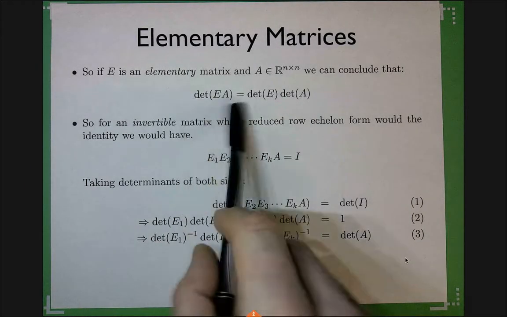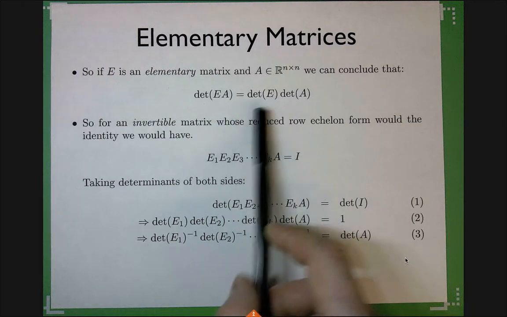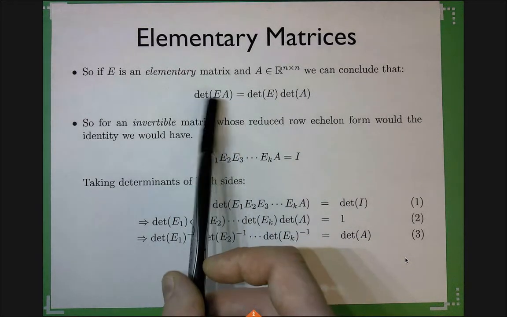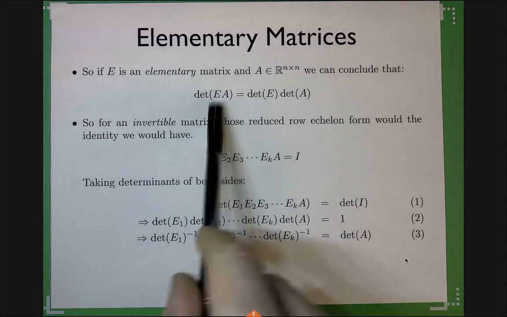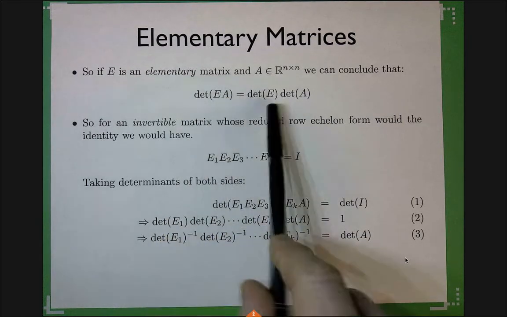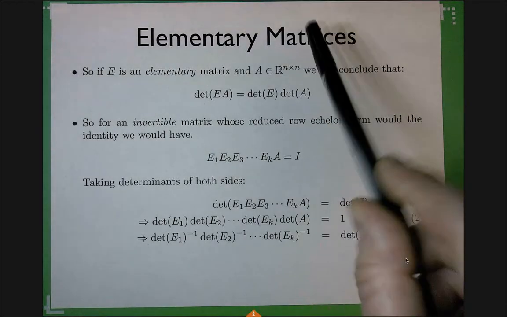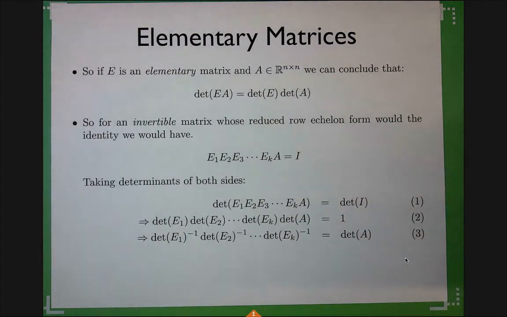So for elementary matrices, what is this called? It commutes with the product, it commutes with the determinant. In the sense that it doesn't matter if I first multiply an elementary row transformation matrix with A and then take the determinant, or first take the determinants and then multiply them together. So for multiplication, this works, right? For addition, I showed you before, it doesn't work. For multiplication, it does.